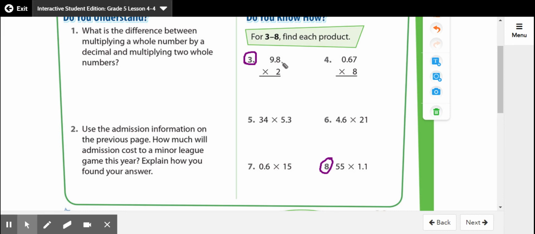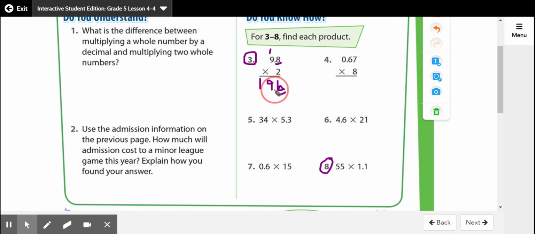2 times 8 is 16. So I'll put a 6 there, nothing too tough, and a 1 up there. What's 2 times 9? 18 plus 1 is 19. Okay, now I got 196. Well, that's what it would be if it was 98 times 2. But this is 9.8 times 2. So I had my decimal over 1, so I'm going to have to move it over here 1.